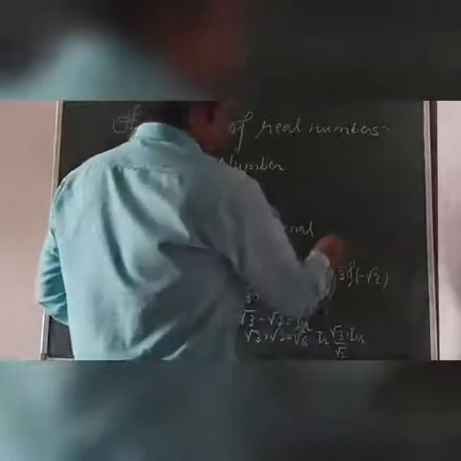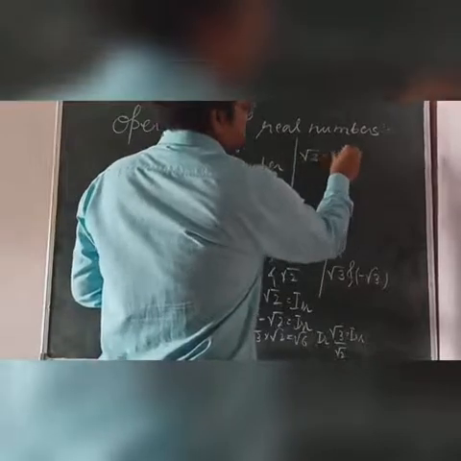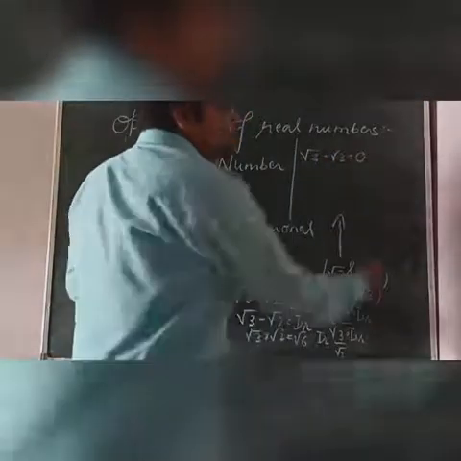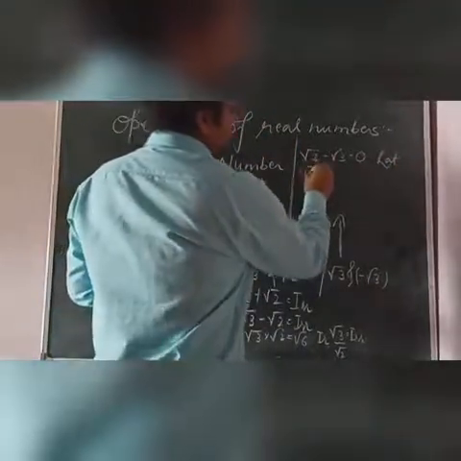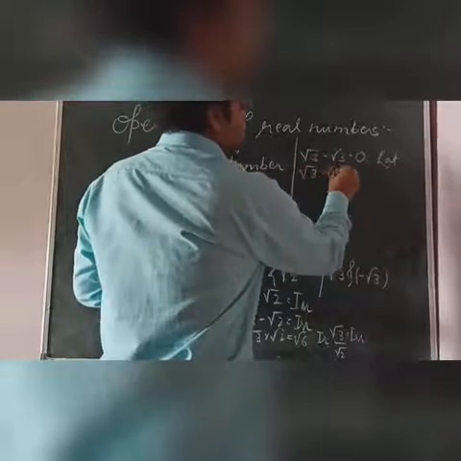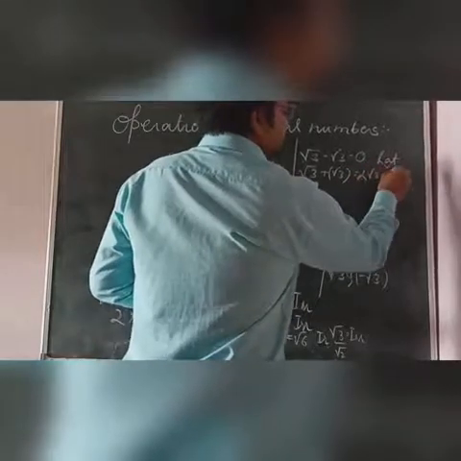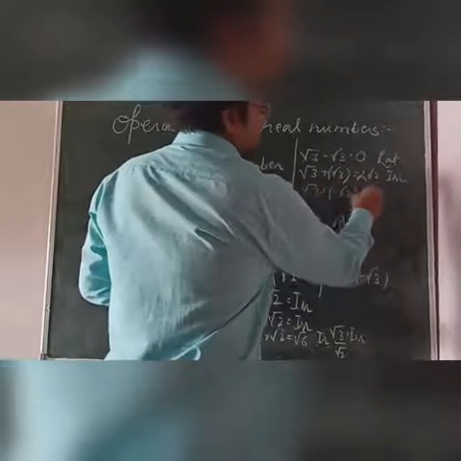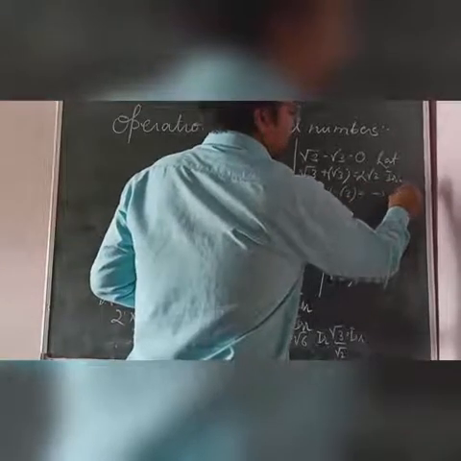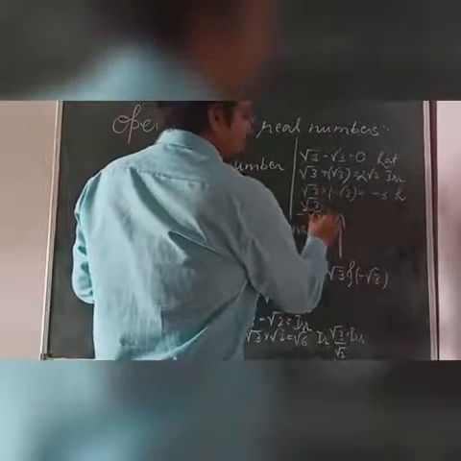But if you are taking two irrational numbers like under root 3 and minus under root 3, in this condition the sum of both numbers, under root 3 and minus under root 3, you will get 0. And 0 is a rational number. Similarly, if you subtract, under root 3 minus minus under root 3, then minus and minus make plus, so you will get 2 under root 3, irrational. And if you multiply under root 3 by minus under root 3, you will get minus 3, rational. And if you divide under root 3 upon minus under root 3, you will get minus 1.